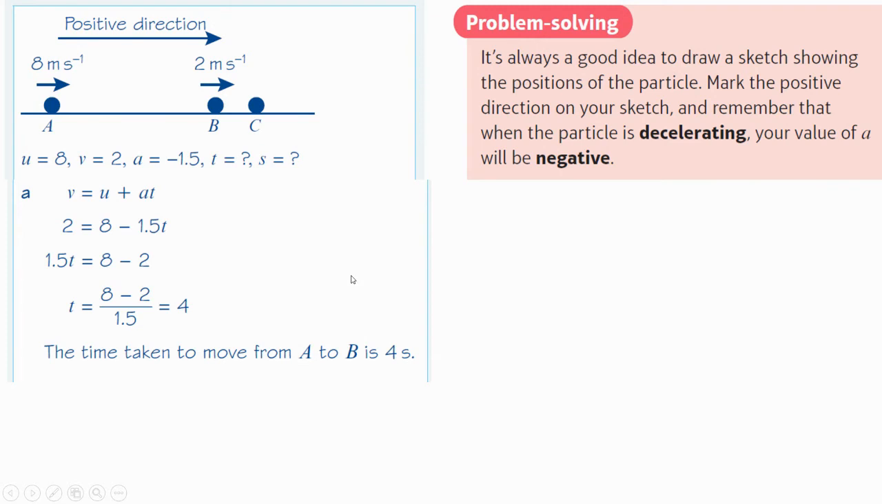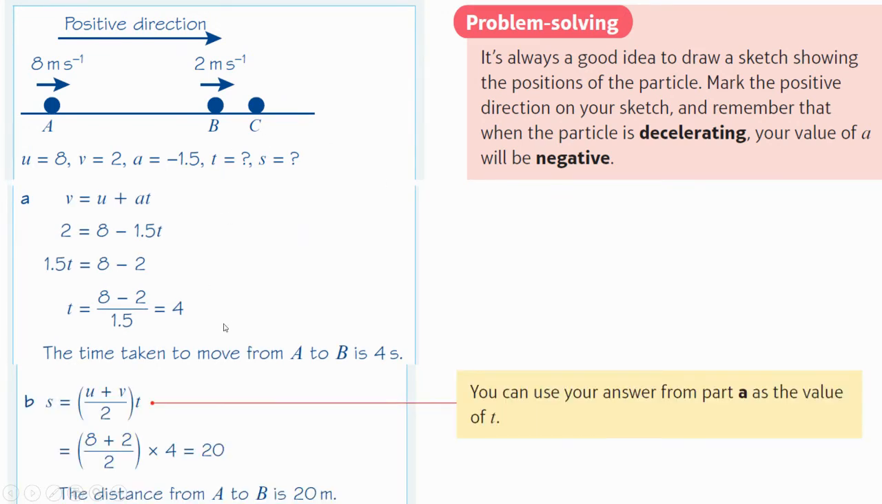And the next thing we're looking for is s. And again, given the information we know, it's probably best to use this formula here. There are other ones available, but this one does not involve squares and halves and things like that. If you put in the u, the v, and the t we just worked out, then you get an answer of 20 meters.